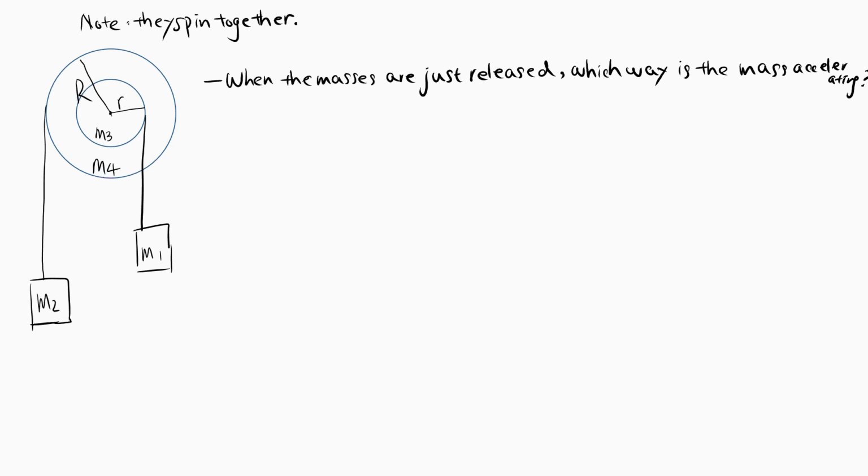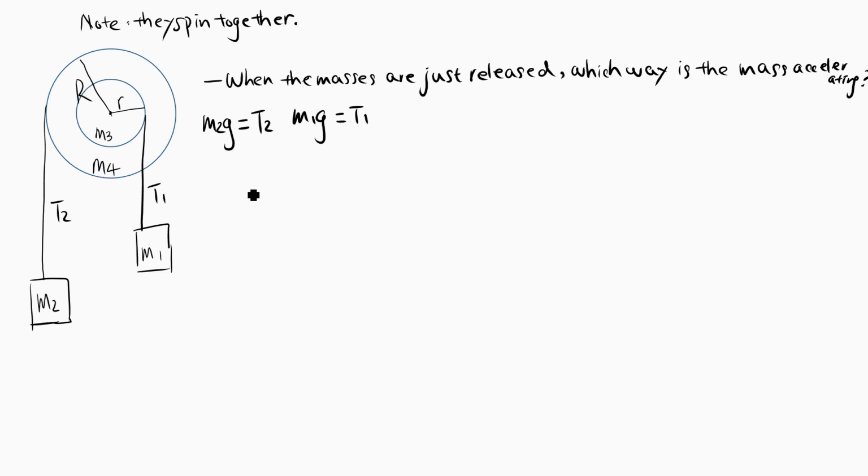Okay, so we know that when it just starts at rest, we can pretty much disregard the value of the acceleration. So if I call this T2 and this T1, I can say that at this moment m2g is T2 and m1g is T1. Okay?